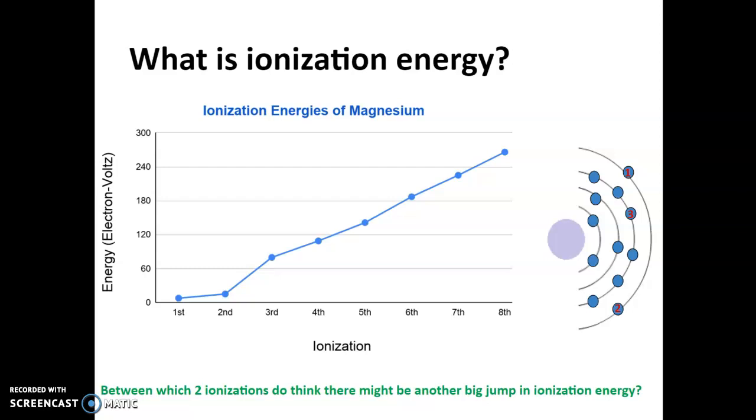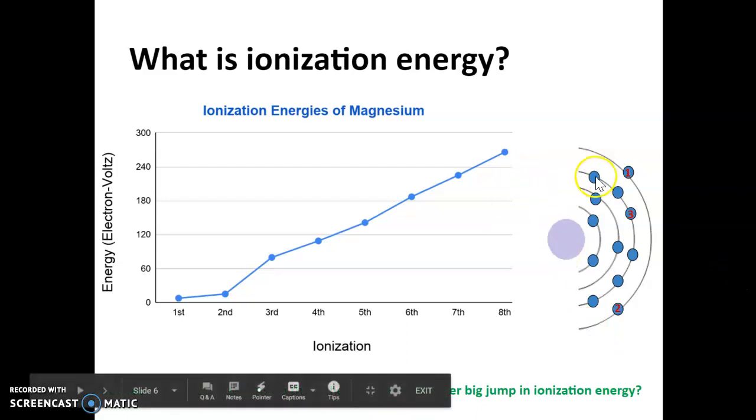So it's really stable. So it really does not want to give up that third electron. But then we can see after that, it's getting harder, but it's not like all of a sudden, whoa, this is crazy, it's so much harder. But that is going to happen again. We're going to see a big jump again. Try to make a prediction. Which two ionizations, so it's going to be 8 to 9 or 9 to 10 or whatever, which ones do you think would be another big jump?